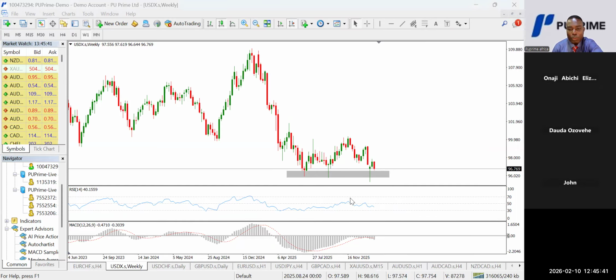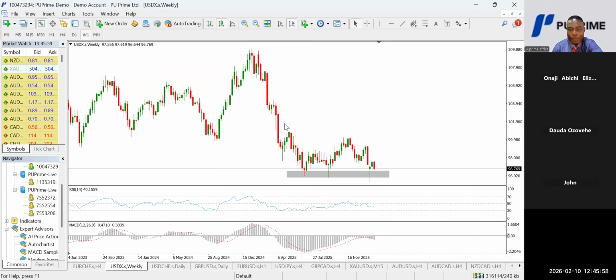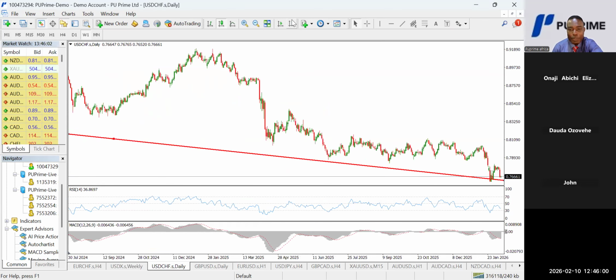Price is likely to go bearish, possibly to hit this support zone on the weekly time frame from where we can expect a bounce to the bullish direction. So that's why we have a bearish outlook on the dollar for this afternoon. So with that being said, we'll be looking at the USD CHF and possibly the USD JPY.